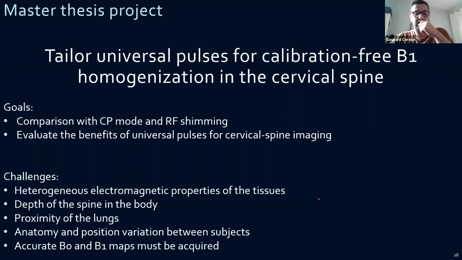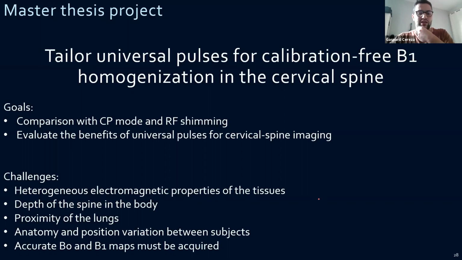The spinal cord is located in the middle of the body, so we have to image it deeply. The proximity of the lung can also be a problem because of the breathing, and that can induce some artifacts. And the anatomy and position of different subjects can vary in this region because everybody is different, and so the anatomy differences can make it harder to have a designed pulse that will be as efficient as it was in the brain, as we saw before.